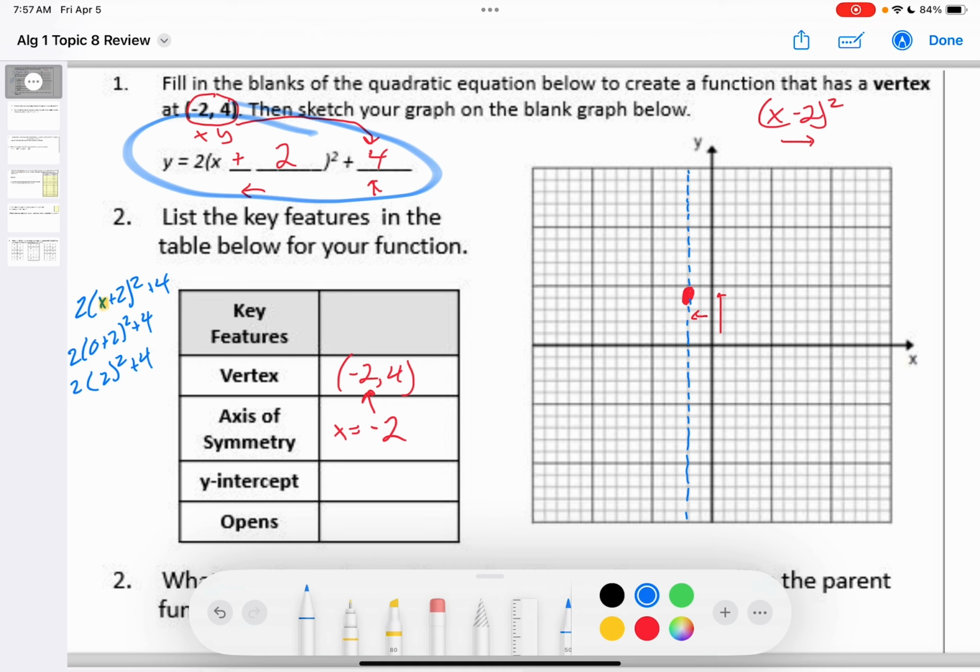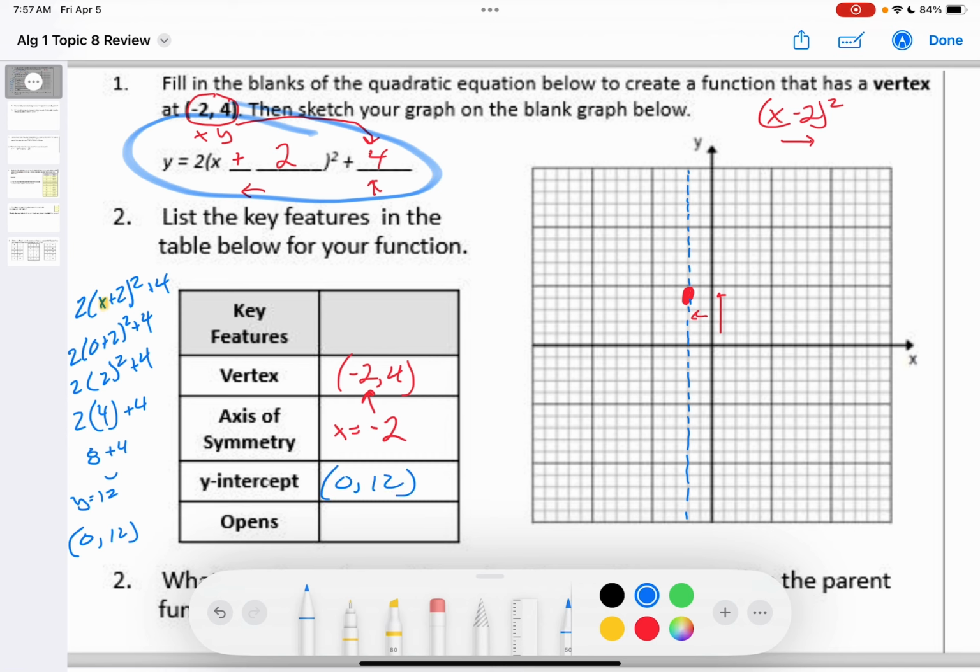and then we do our exponent before we multiply, so 2 squared is 4. Now we can multiply and add. 2 times 4 is 8. 8 plus 4 is 12. So y equals 12. So when x was 0, y is 12. And that becomes our y-intercept.